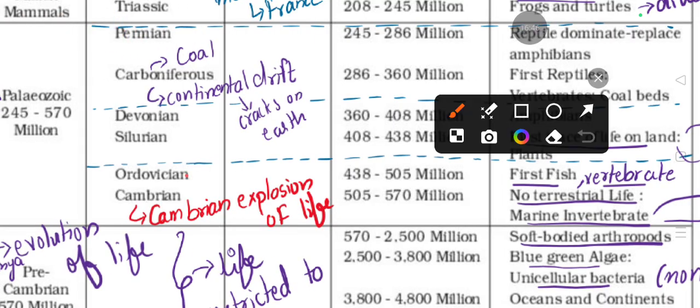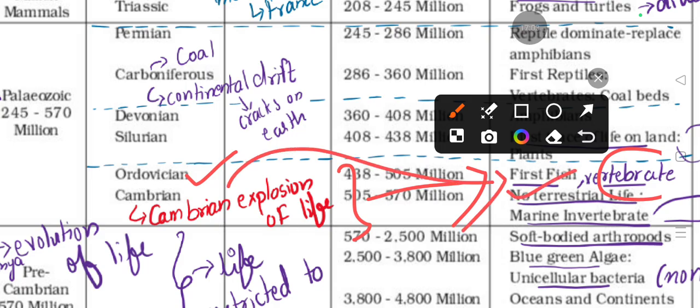The next important period is Ordovician. Ordovician is the period where the first vertebrates, meaning the living organisms which have a spine, originated. But again, this particular life was restricted to the water itself. The first fish originated during the Ordovician.